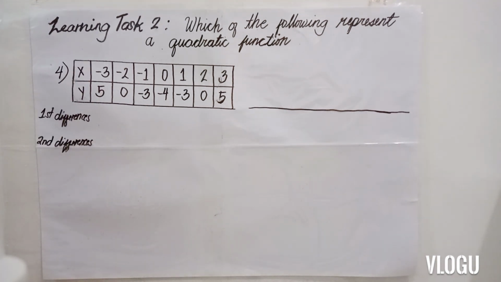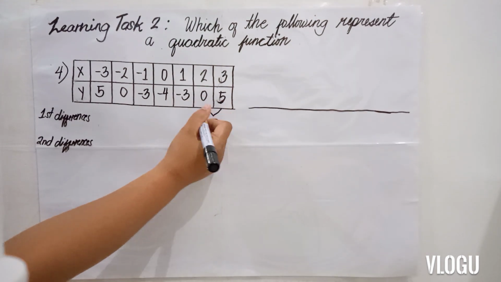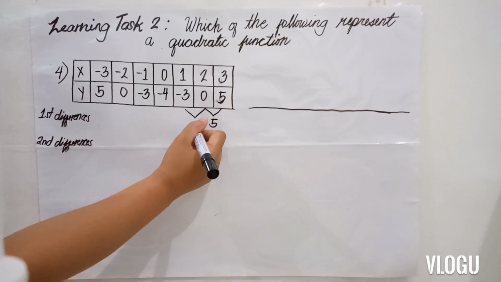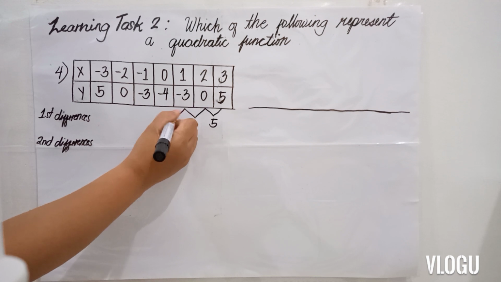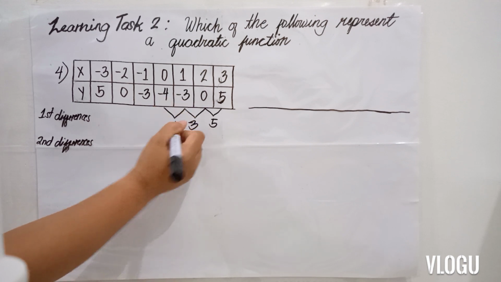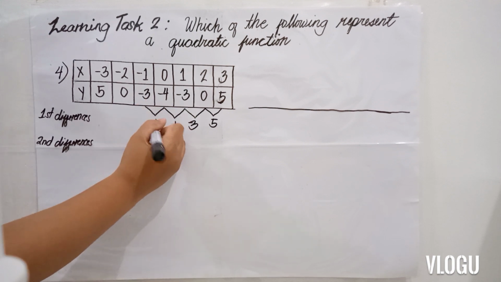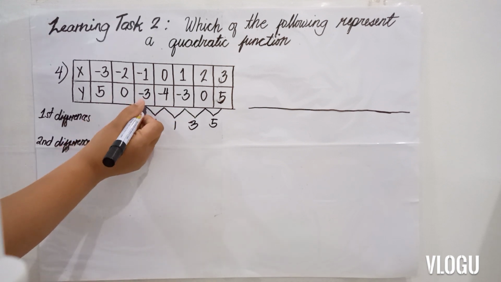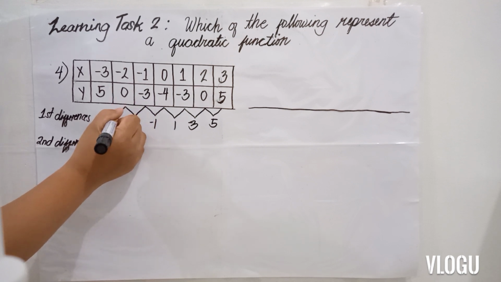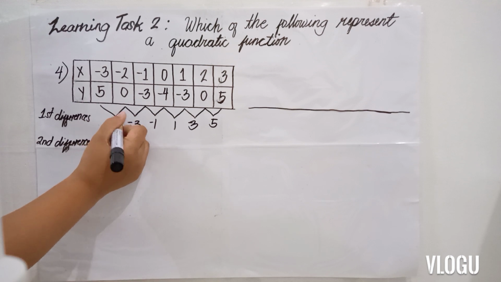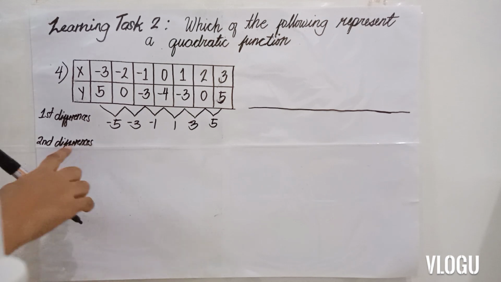So, let's try. We have 5 minus 0 is equal to 5. 0 minus negative 3 is positive 3. Negative 3 minus negative 4 is positive 1. Negative 4 minus negative 3 is negative 1. Negative 3 minus 0 is negative 3. 0 minus 5 is negative 5. So if you notice, the first differences are not equal. So let's proceed to the second differences.